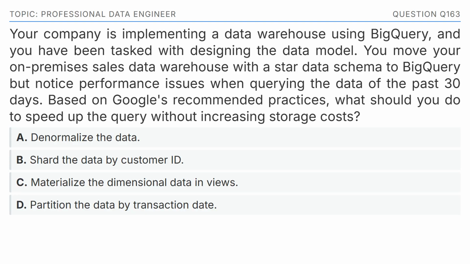The options are: Option A, denormalize the data. Option B, shard the data by customer ID. Option C, materialize the dimensional data in views. Option D, partition the data by transaction date.